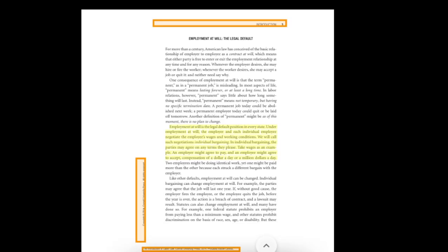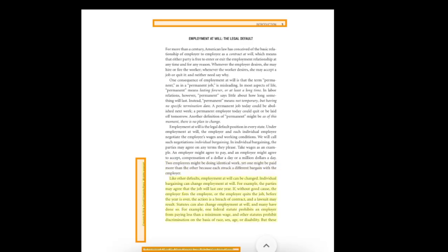Take wages as an example. An employer might agree to pay, and an employee might agree to accept, compensation of $1 a day or $1 million a day. Two employees might be doing identical work, yet one might be paid more than the other because each struck a different bargain with the employer.